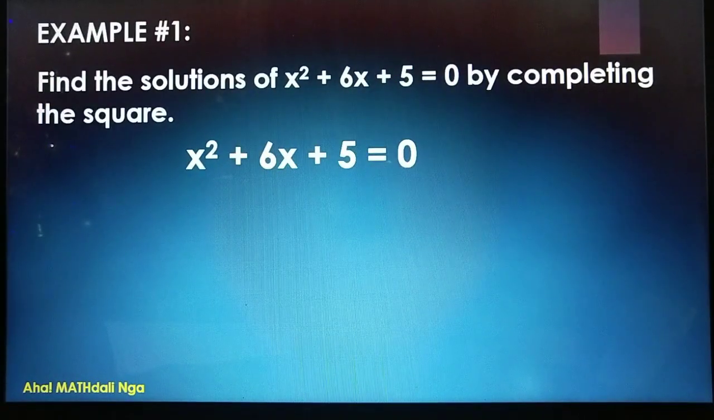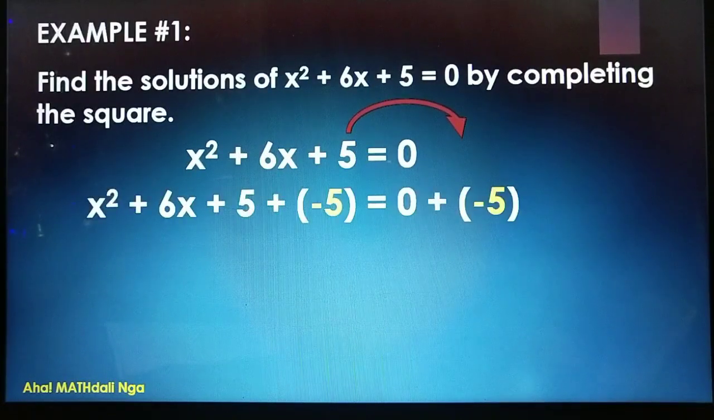In this example, the constant is positive 5. So we need to transfer positive 5 to the right side of the equation. To do that, we need to add negative 5 to both sides of the equation. So we have x squared plus 6x plus 5 plus negative 5 equals 0 plus negative 5. Let's simplify. So we have x squared plus 6x equals negative 5.